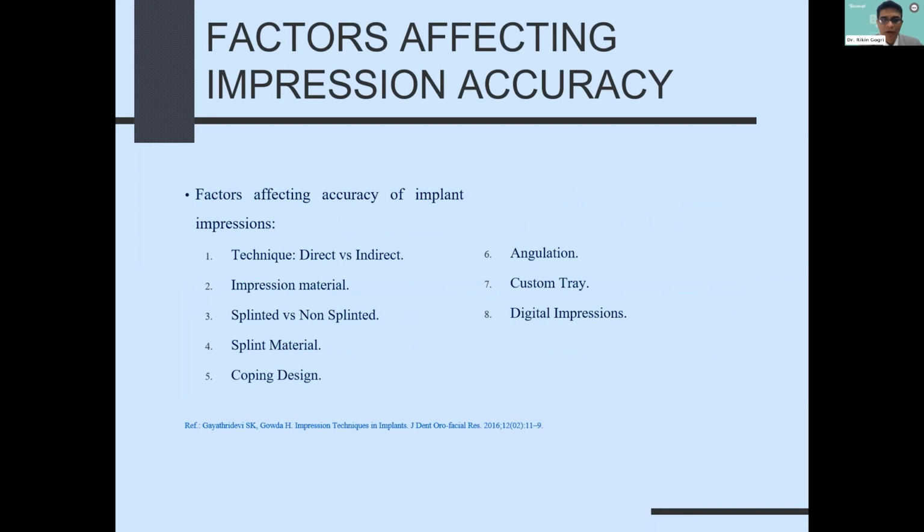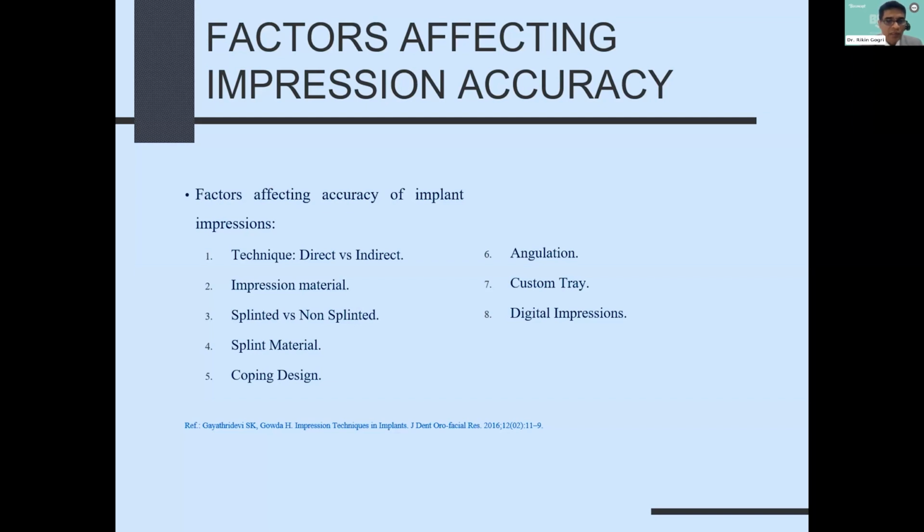Factors affecting accuracy of implant impression. One, the technique, direct versus indirect. We have now known that indirect is better. Impression material, always, of course, because that is the primary thing which is helping the recording and transfer of information without distortion. Splinted versus non-splinted, we'll come to that.